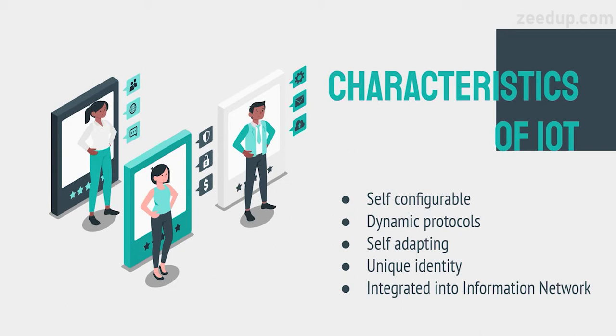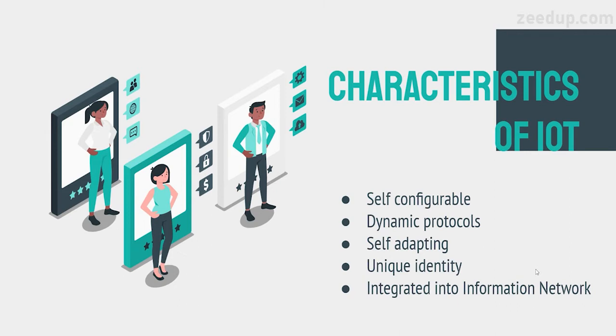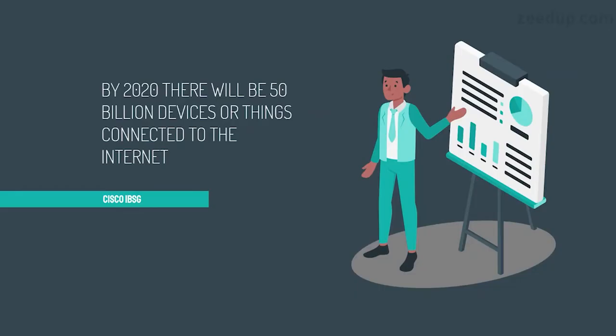And unique identity. Each IoT device has a unique identity and a unique identifier, the IP address. And integrated into the information network. What exactly that means is it allows them to communicate and exchange data with other devices and systems. So these are the characteristics of IoT.